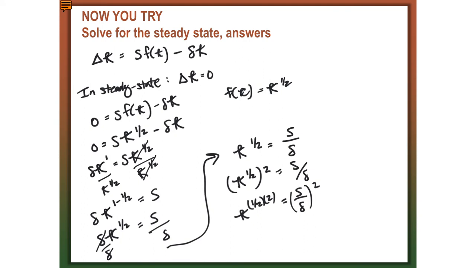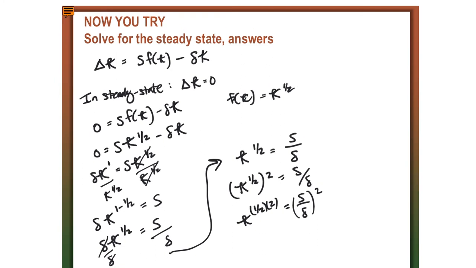So on the left-hand side, 2 times 1/2 is just 1, so then we're left with little k to the 1 power is equal to s divided by delta squared. So k to the 1 is the same as k. So remember, we're talking about steady state, so we put a little star here. So the steady state value of capital per worker is equal to s divided by delta squared.